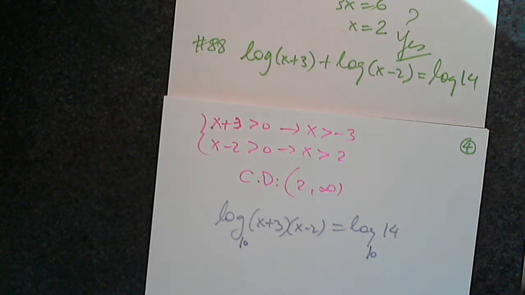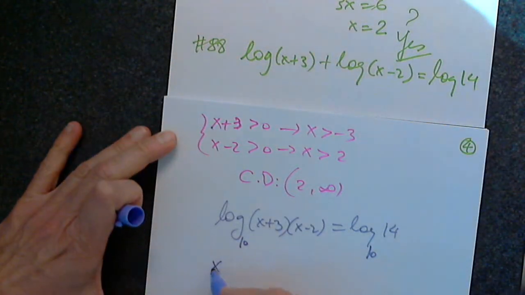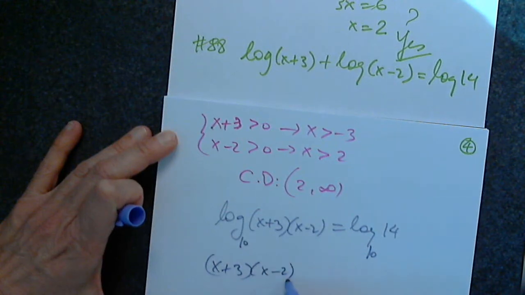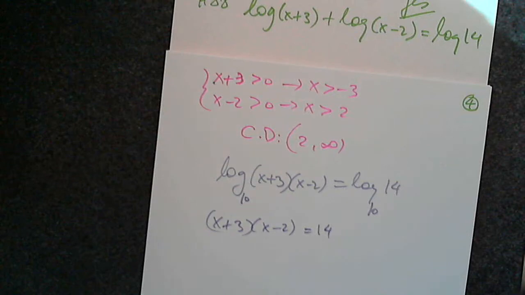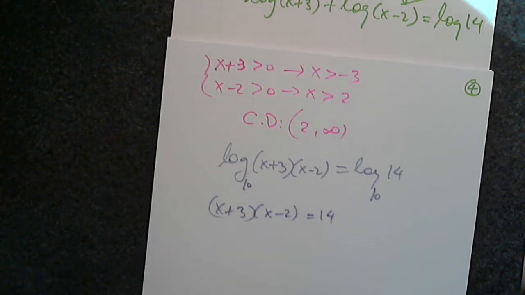So would we set the product equal to 14? Exactly. x plus 3 times x minus 2 equals indeed 14. In this particular situation, we did not need to change into an exponential equation. So what do I do next?